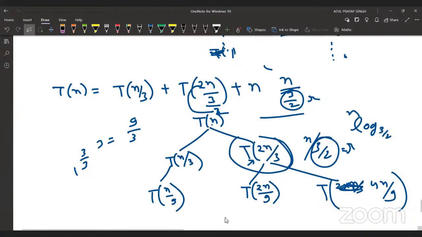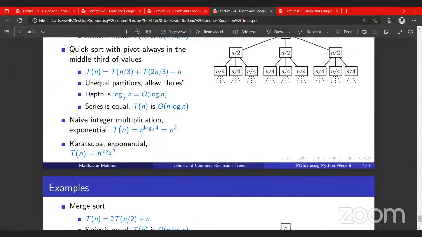This is very useful to find out the complexity when you have a recurrence relation. Okay, and other than that, any topics?